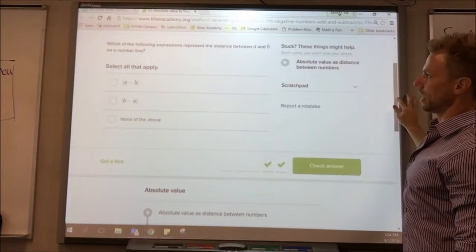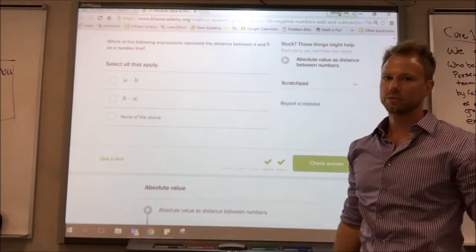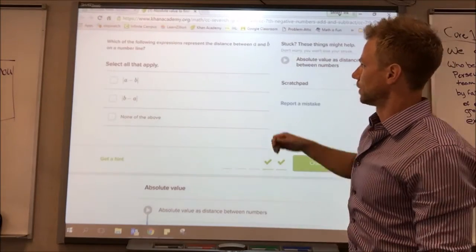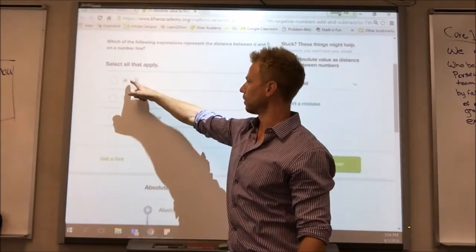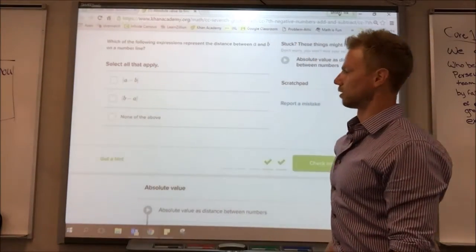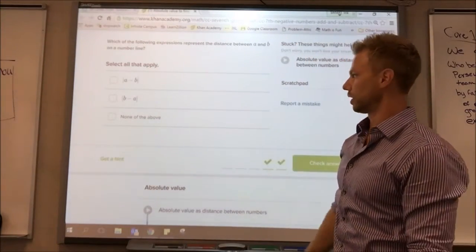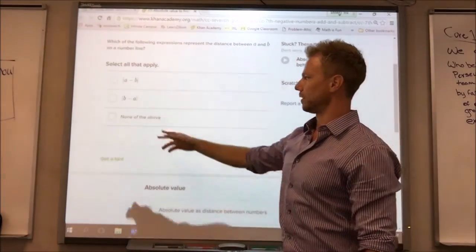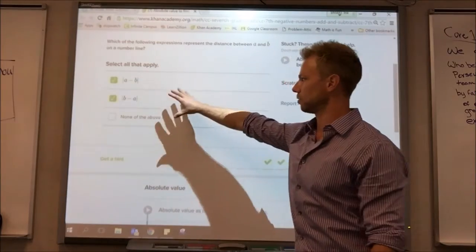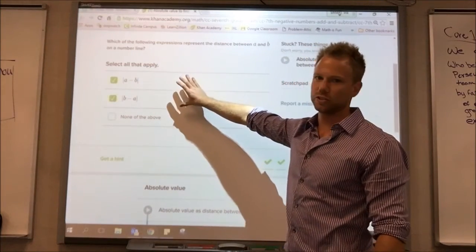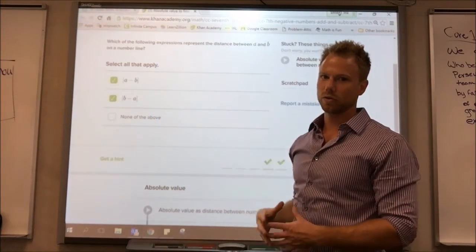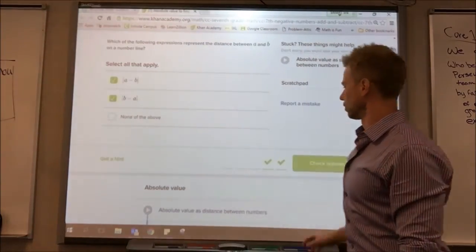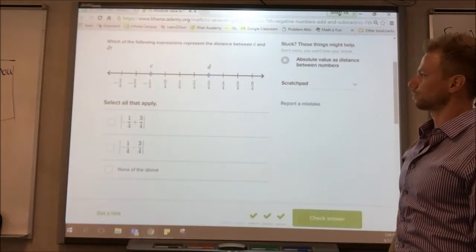One more. This doesn't have any numbers. It's just letters. But we can still find the distance between them just by subtracting. Okay? So we have A minus B, absolute value. That works. Gives us the distance between. Or we can switch those around. B minus A, we can still find the distance between, because the absolute value is going to always keep the answer positive, so it will always give us the distance between, no matter which order we do them in.